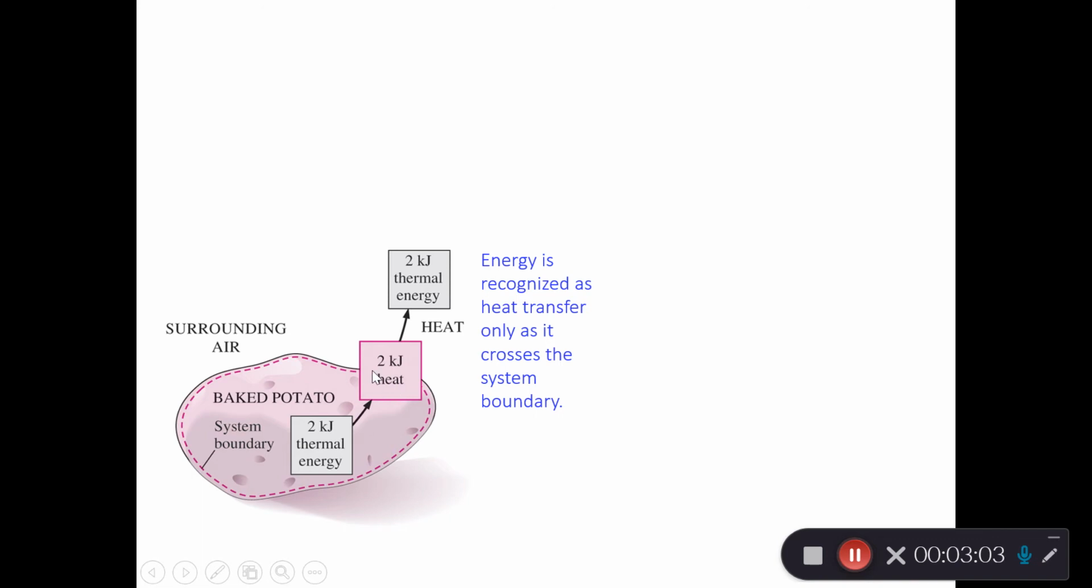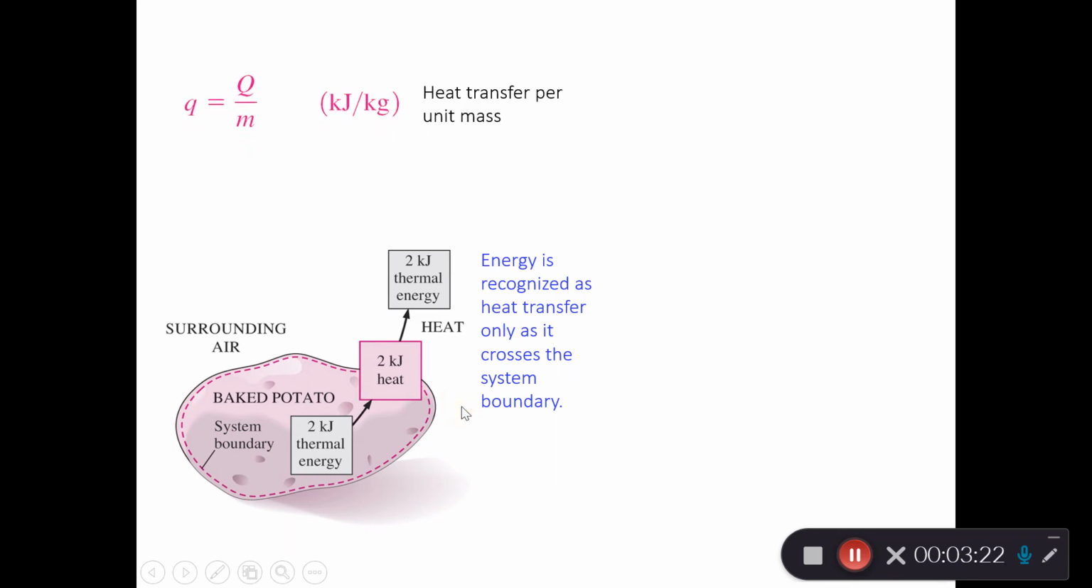Heat is what we call it. We call the level of hotness as heat. So this heat is going to come out as thermal energy. It's only recognized as heat transfer as it crosses the boundary.